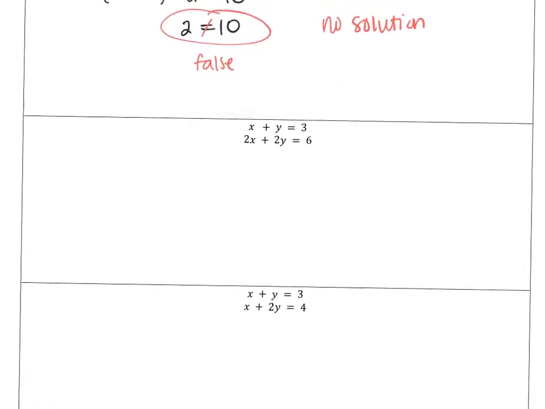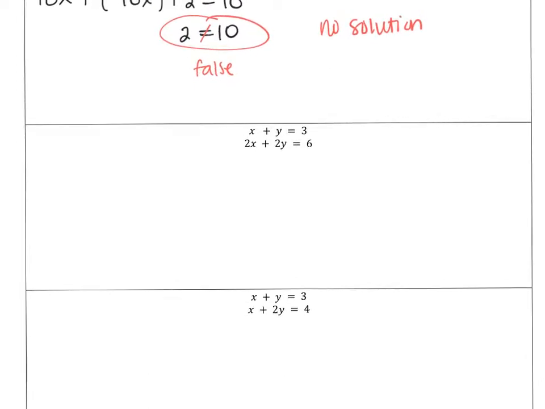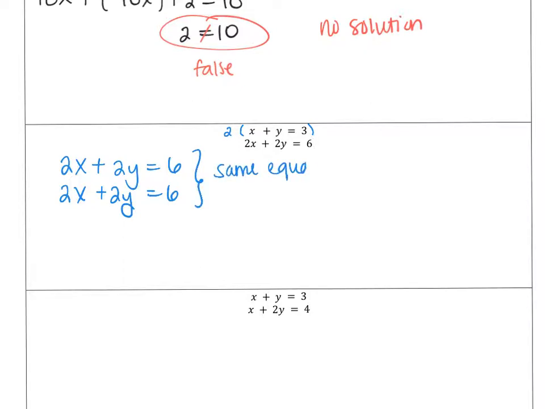All right, for this last system, it looks like I'm going to set it up to solve using elimination. I'm going to multiply this top equation by 2. And we'll get 2x plus 2y equals 6. And the bottom is 2x plus 2y equals 6. If you notice, this is the same equation. So we've got infinitely many solutions already.